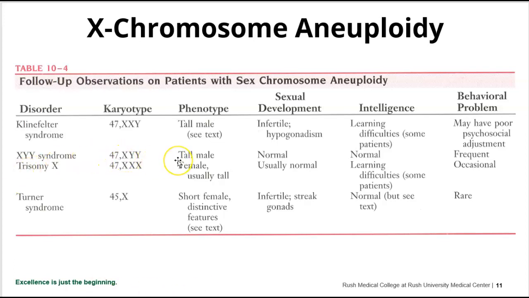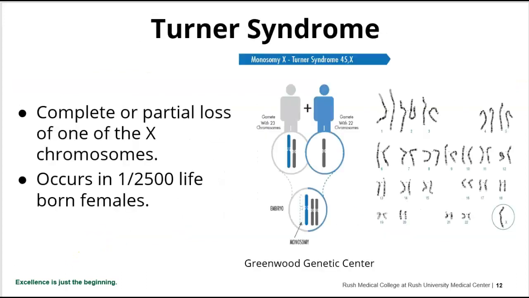XYY, they're taller than genetic height, but have normal development, normal intelligence, normal fertility, sometimes some behavioral problems. An extra X, again, taller females, some ADHD, mild behavioral problems. And then Turner syndrome, there's only a single X, they actually have short stature. They have infertility, but usually have normal intelligence and rarely have any behavioral problems.